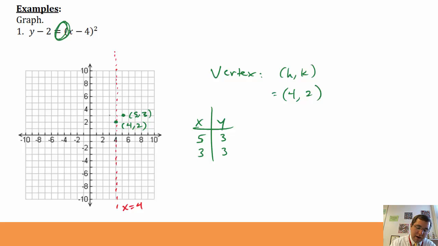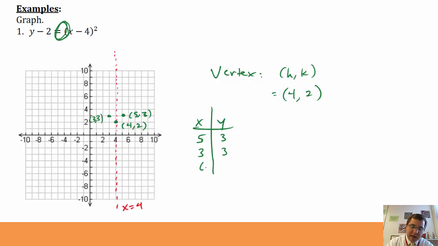That way I'll have that point symmetric to the point I just made at 5, 3. I'll have this point 3, 3. Notice I plotted and labeled 3 points on my parabola. You need to label with ordered pairs 3 points on your parabola, and one of them needs to be the vertex.